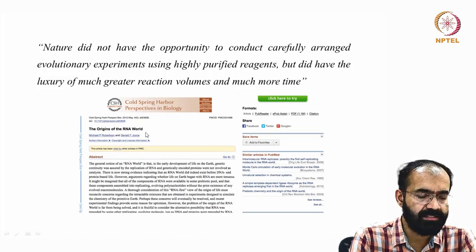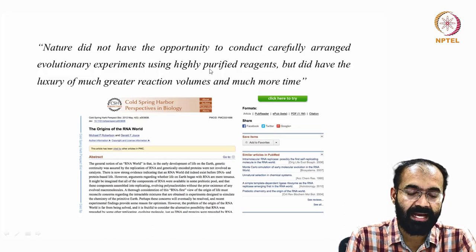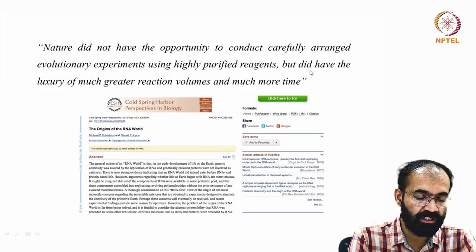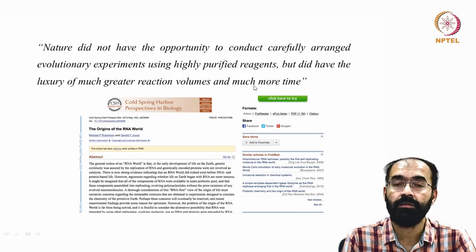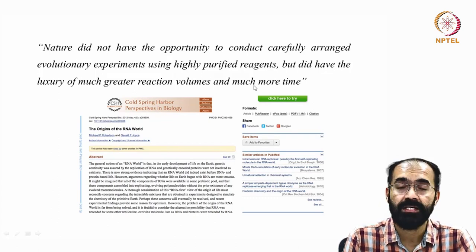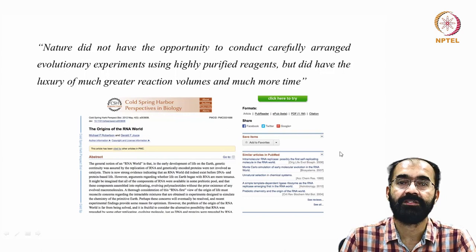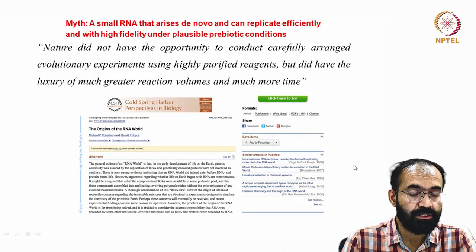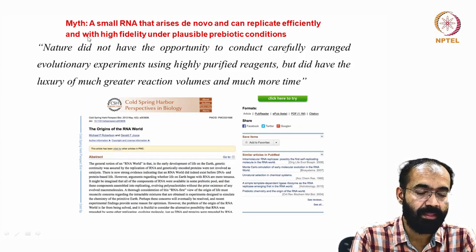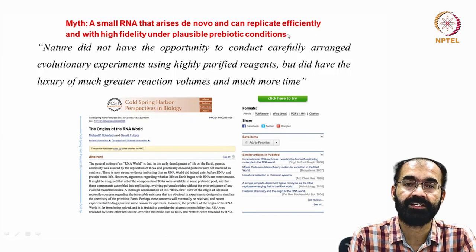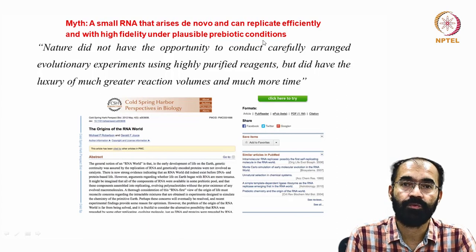So we should understand nature did not have the opportunity to conduct carefully arranged evolutionary experiments using highly purified reagents, but it did have the luxury of much greater reaction volumes and much more time. You are talking about a long evolutionary time scale and a large volume, which is equivalent to the size of the planet Earth itself. So this made the evolution of life possible on planet Earth. So coming back to the myth we have been discussing earlier, that a small RNA that arises de novo and can replicate efficiently and with high fidelity under plausible prebiotic conditions is very much possible, without which life could not have originated.